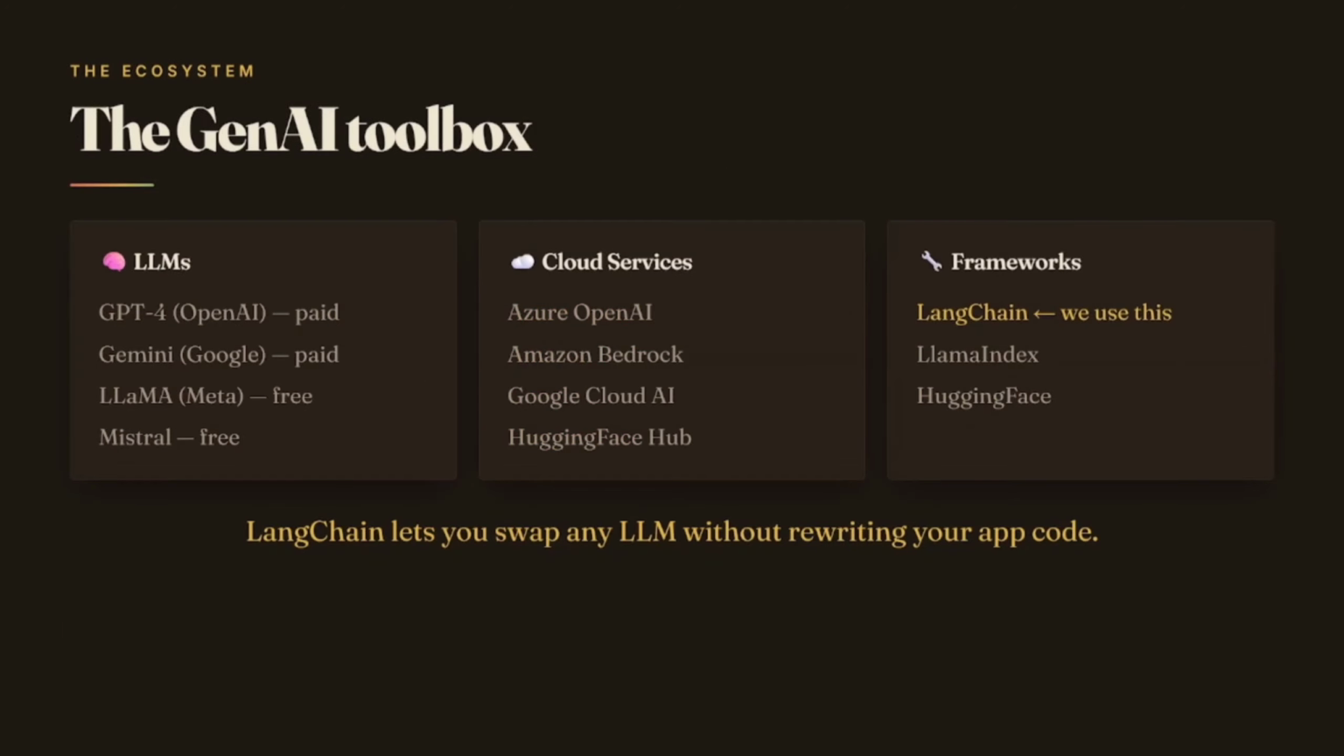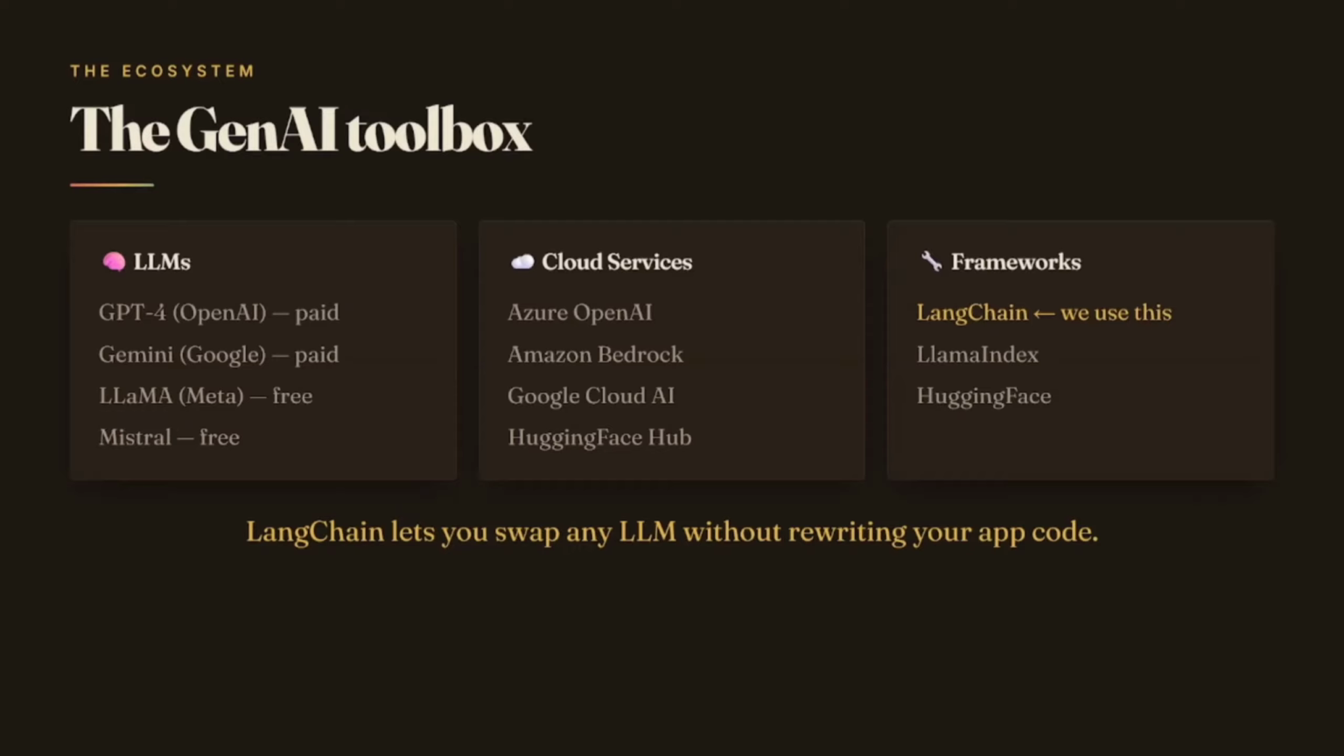Now, let us talk about the Gen AI toolbox. Before we dive into Python or go into code, here is a quick map of the tools you'll encounter. What are LLMs? LLMs are commercial models like GPT-4 and Google Gemini 3.1. These are the best performers but cost money per token. And open source alternatives include Llama, DeepSeek, Mistral. They are free but require more setup.